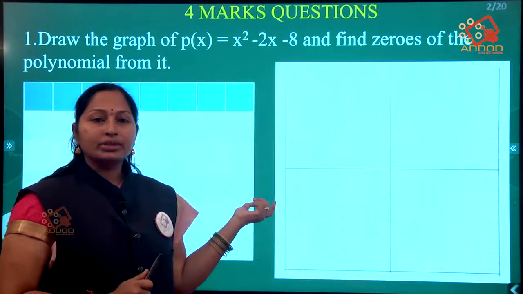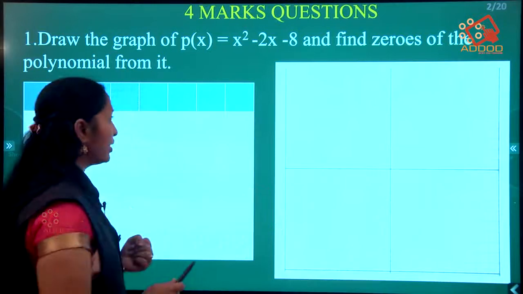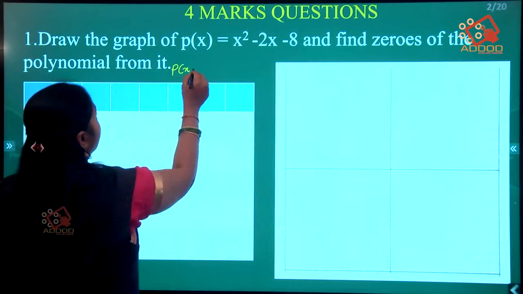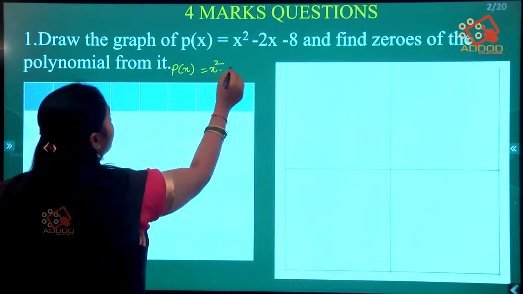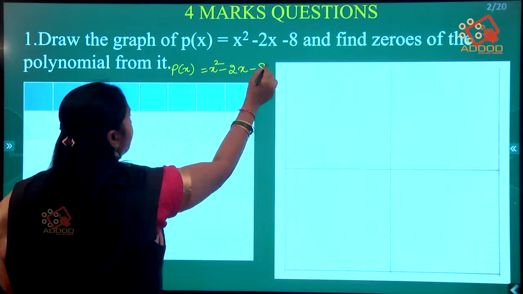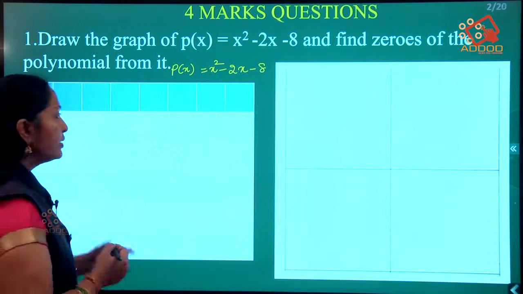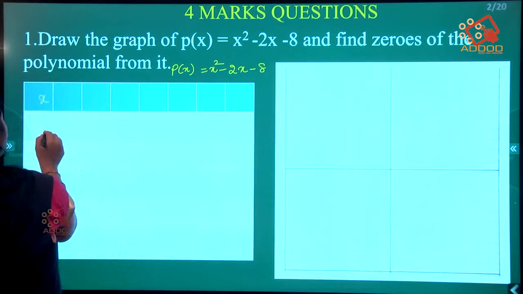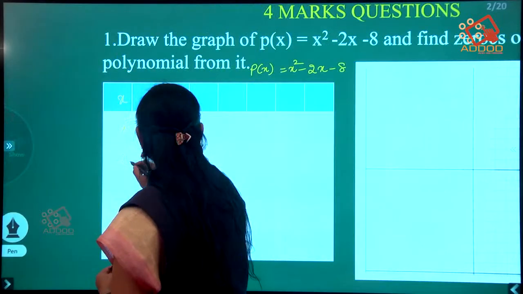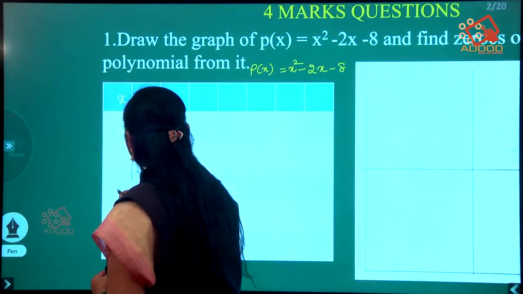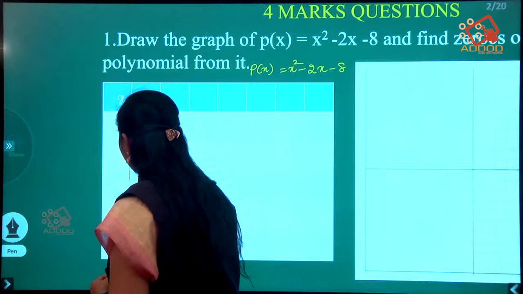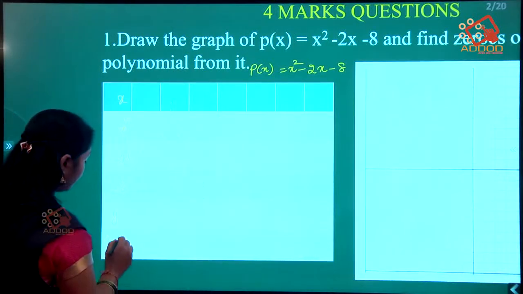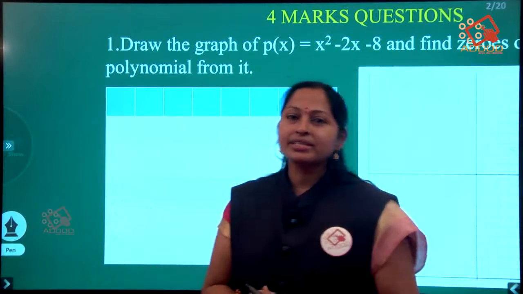For that we want the values. So, first substitute the values. Let what is given p of x is equal to x square minus 2x minus 8. For our easy method, I am going to take x value here and x square minus 2x and minus 8. Now this is a y value and this is x comma y.